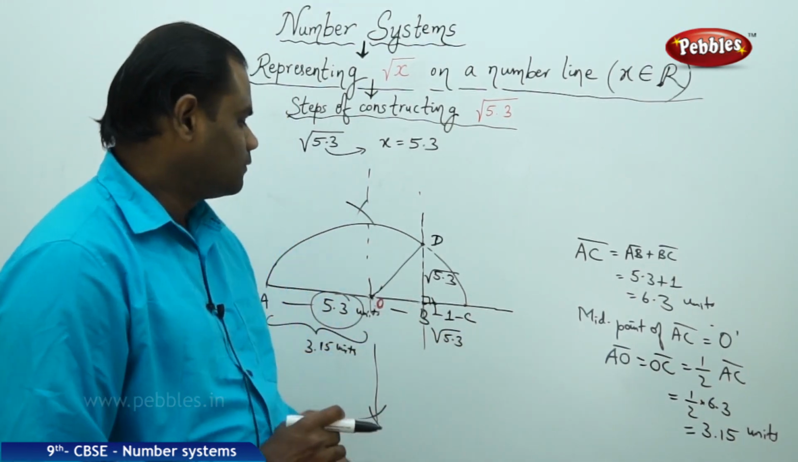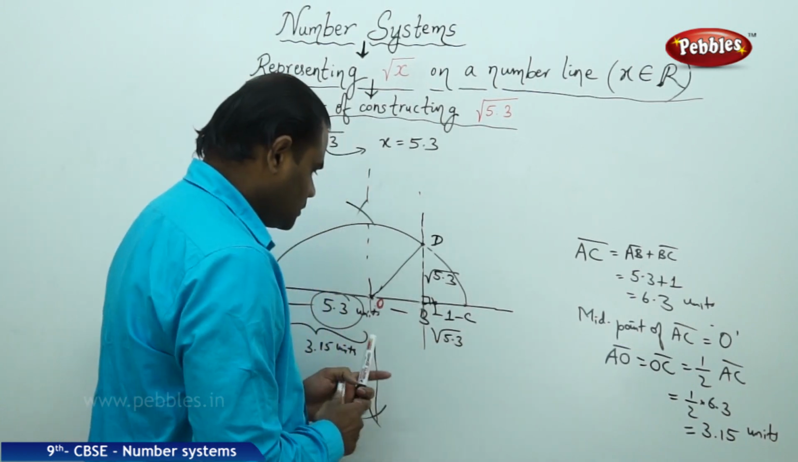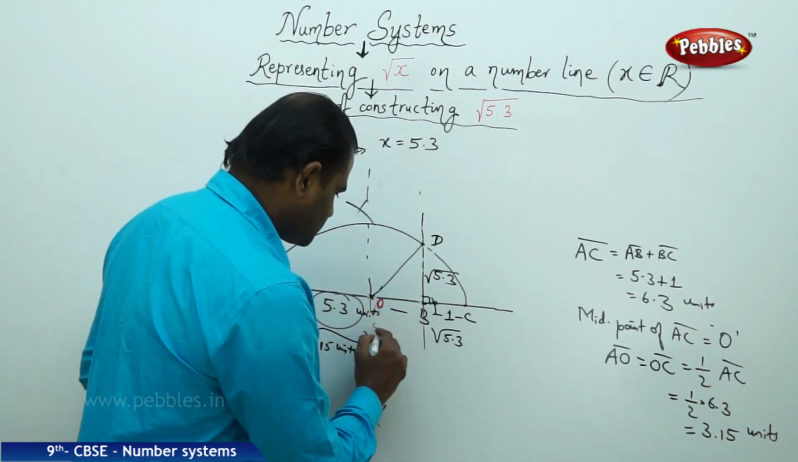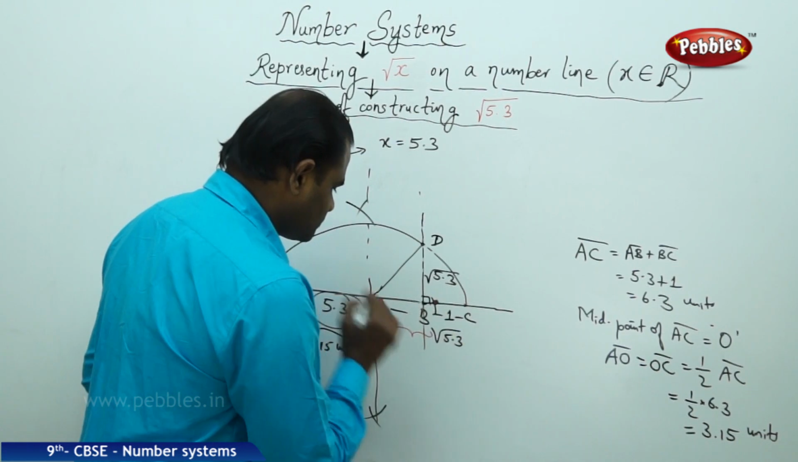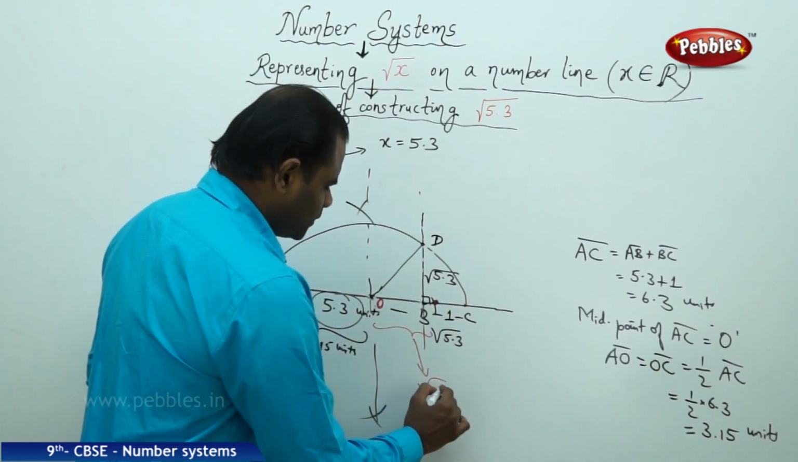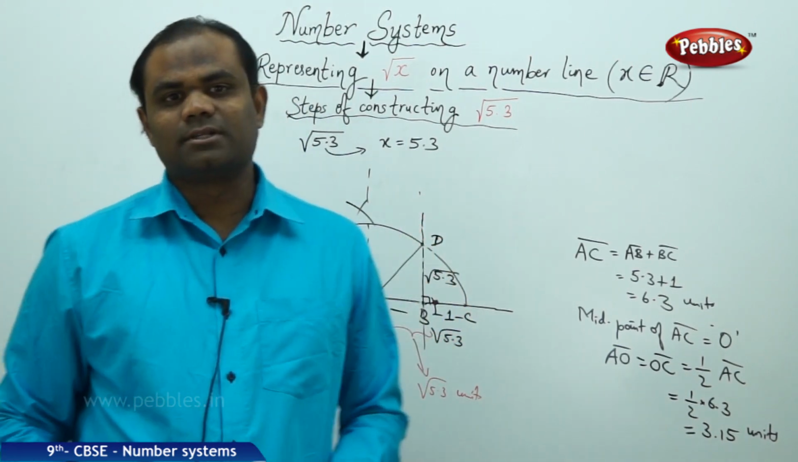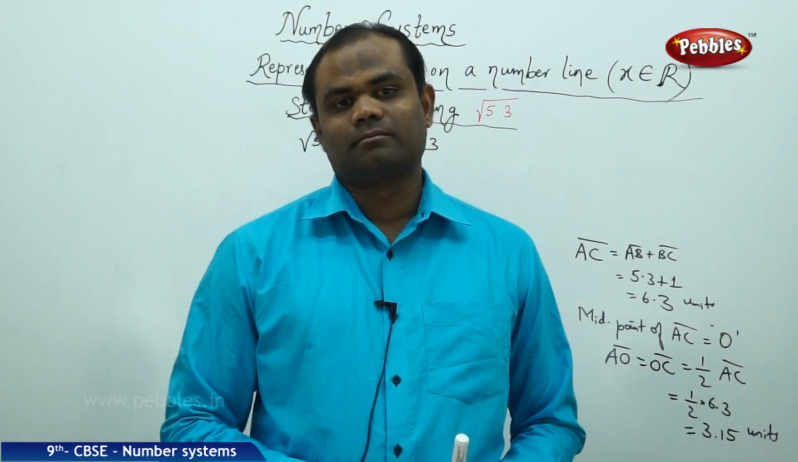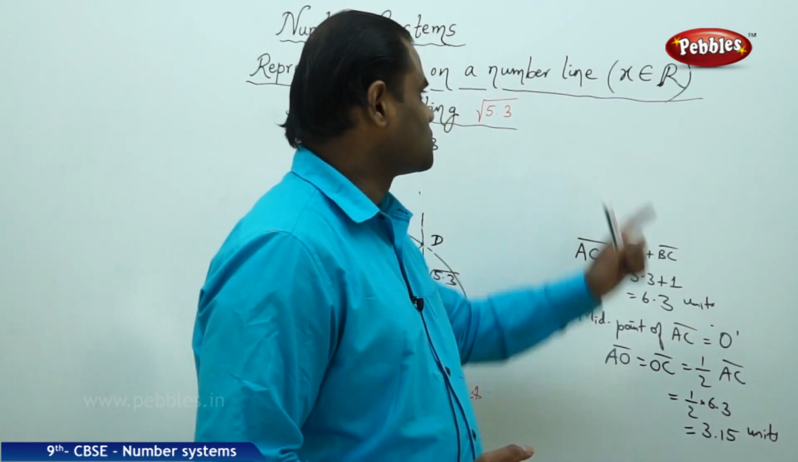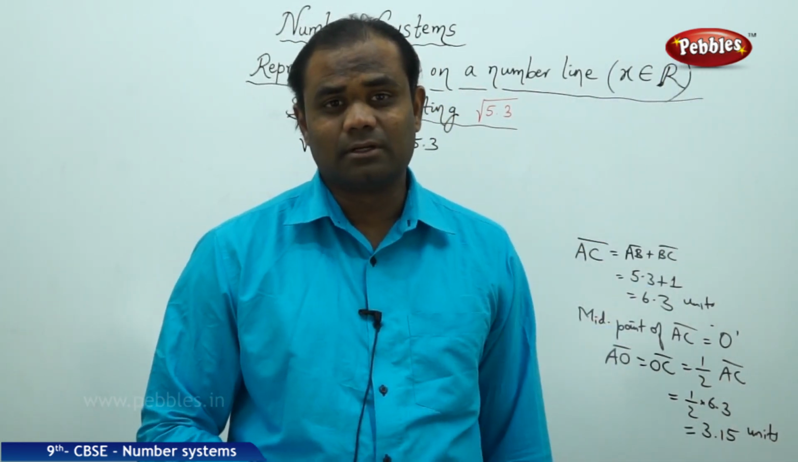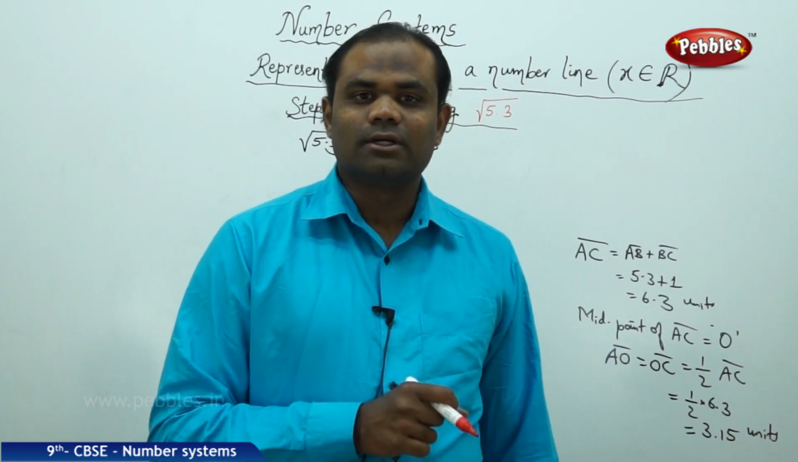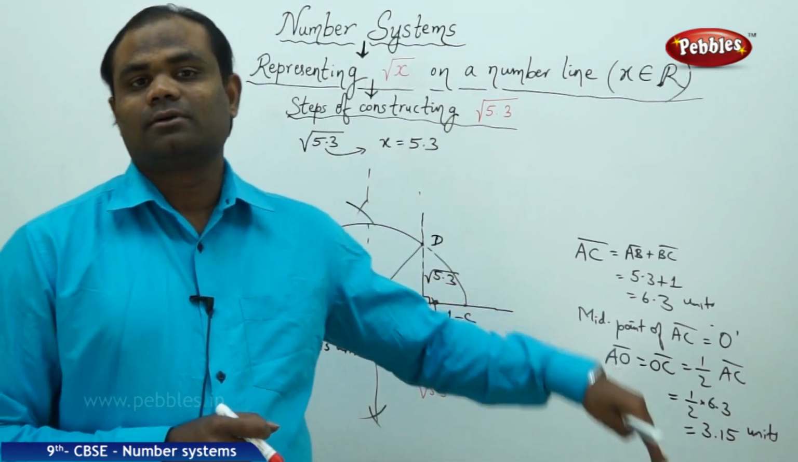And that is how we can mark it on the number line, where root 5.3 units, which is the measure of this length, can be represented on any number line. So root X for X belonging to R plus can be represented on a number line using the semicircle geometrical concept properties. Now next, let's see how to rationalize the part of irrational numbers.